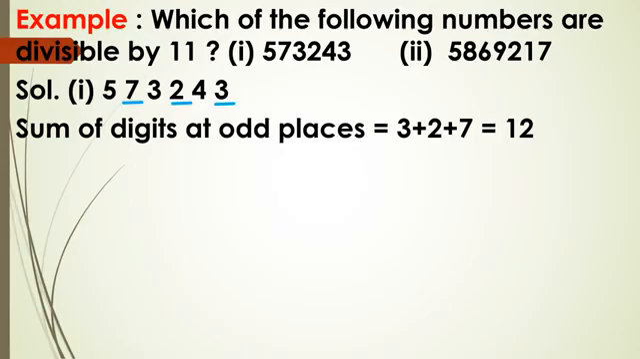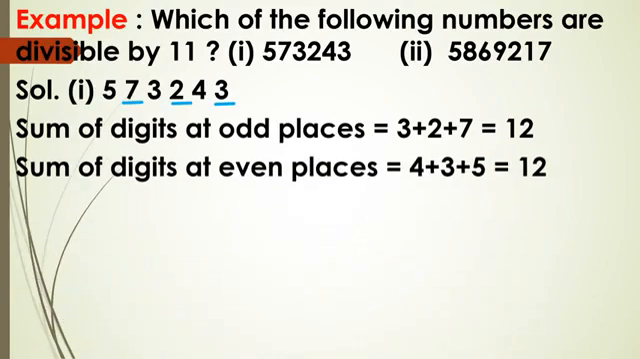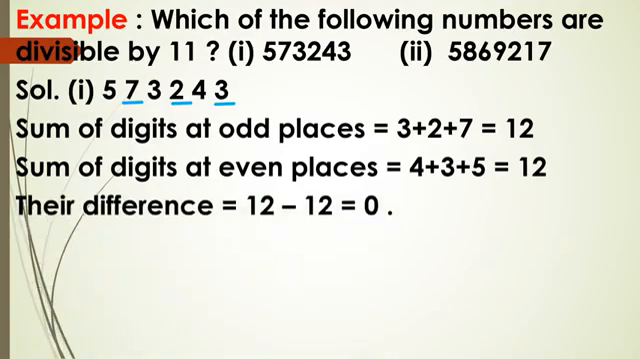So find out the sum of these. 3 plus 2 plus 7, it is 12. Now find out the sum of even place digits. That is 4 plus 3 plus 5, remaining digits: tens place digit, 1000 place digit, and lakh place digit, which is also equal to 12. Now find out their difference. Sum of odd place digits, sum of even place digits, and find out their difference. It is 12 minus 12, 0.